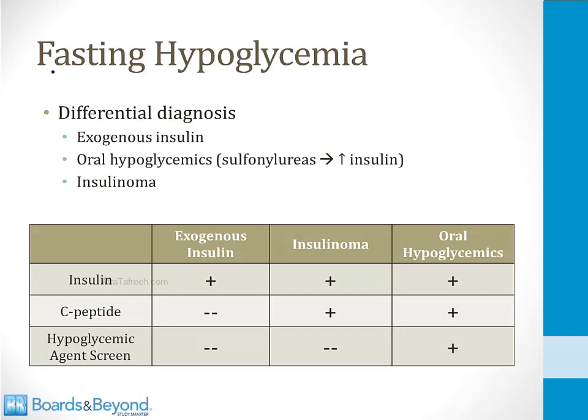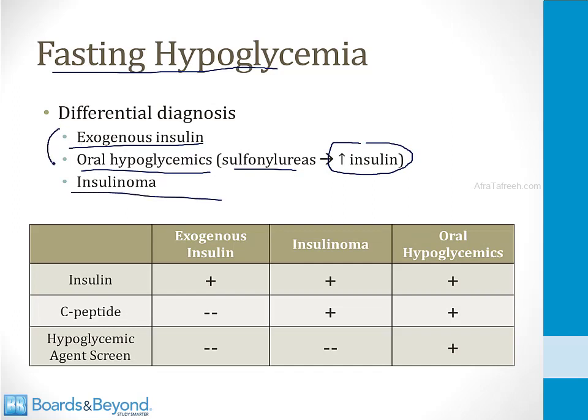When an adult patient has fasting hypoglycemia, the differential diagnosis includes exogenous insulin administration, oral hypoglycemic drugs like sulfonylurea, these drugs increase insulin secretion from the pancreas, and then finally, an insulinoma. So you need to exclude these two causes before you can make the diagnosis of an insulinoma.